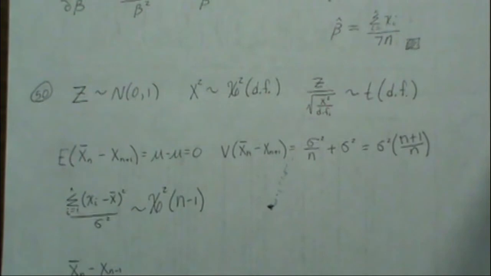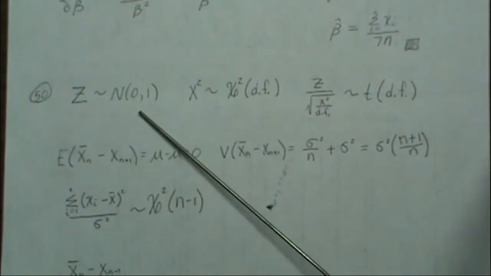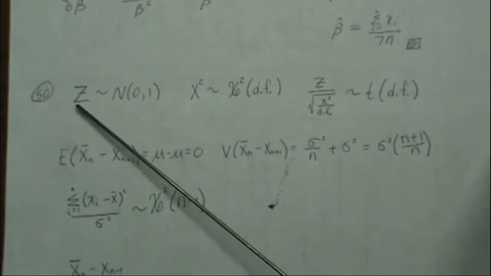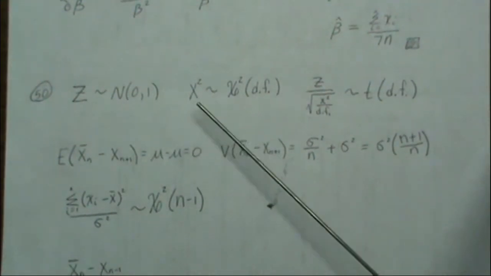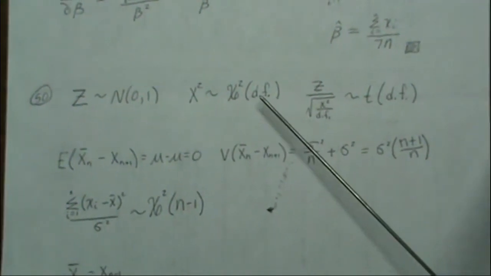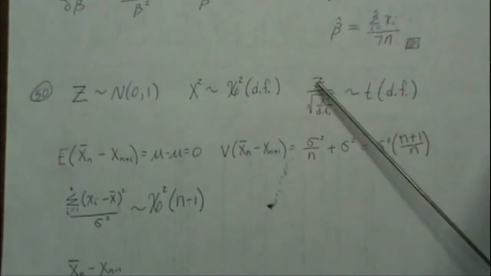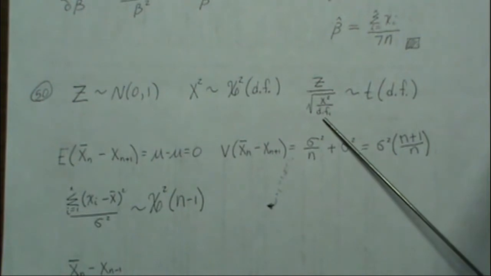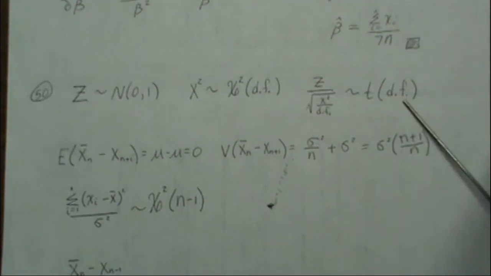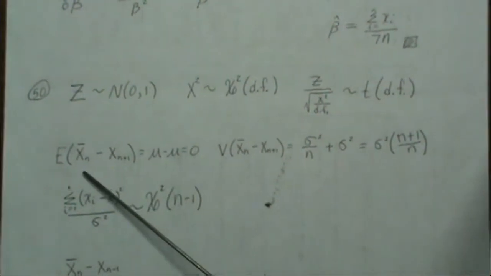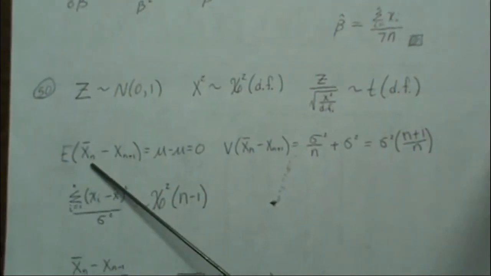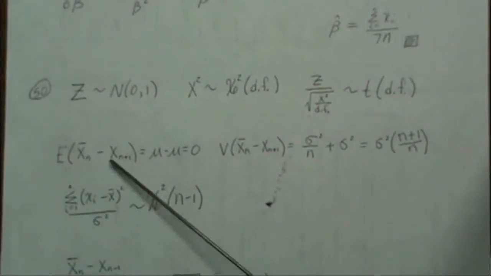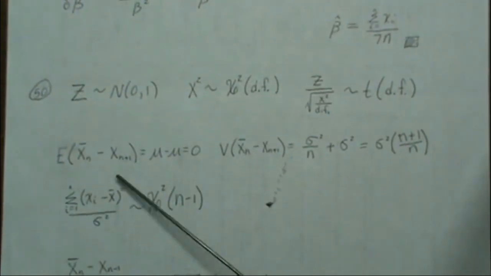So let's do a very quick review. If we have a standard normal distribution, z, and we have a chi-squared called x with certain degrees of freedom, then if we take z divided by the square root of the chi-squared divided by its degrees of freedom, that's a t-distribution with the same degrees of freedom. Okay? So in our value, this is the numerator. So this is the sum of normal variables, so it's also going to be normal.